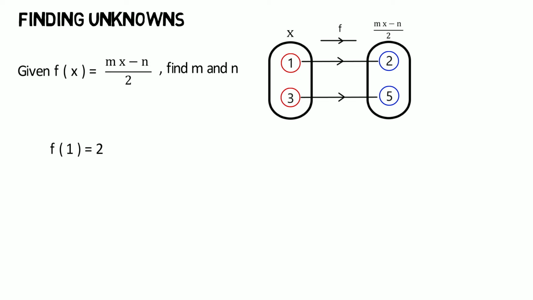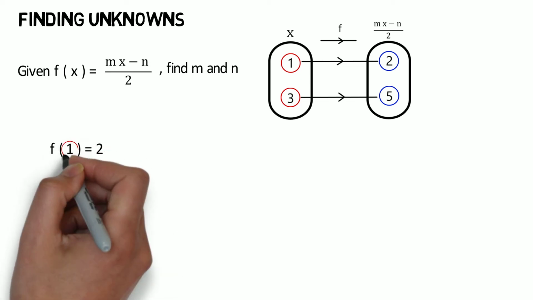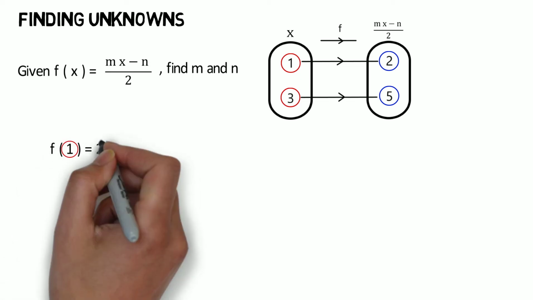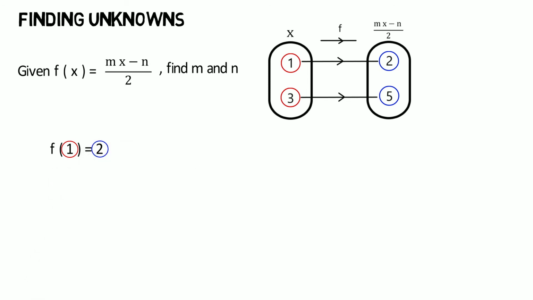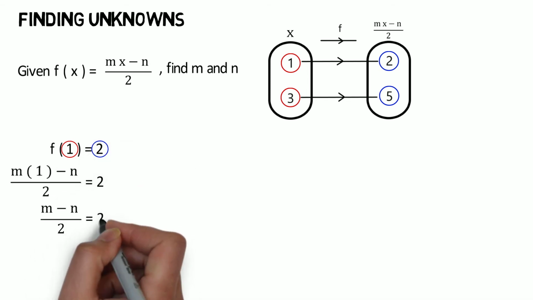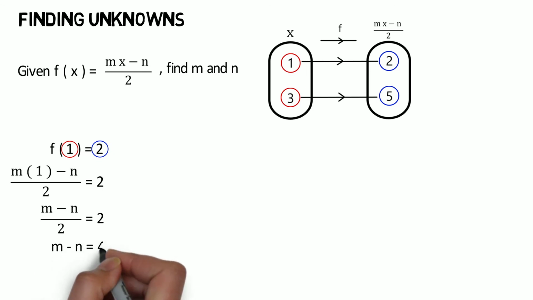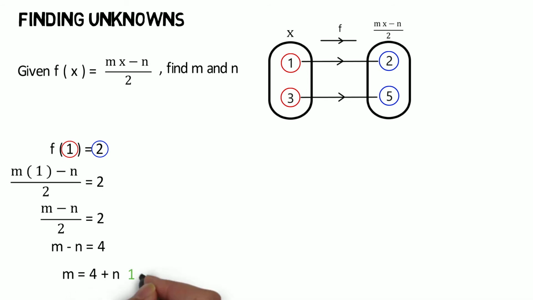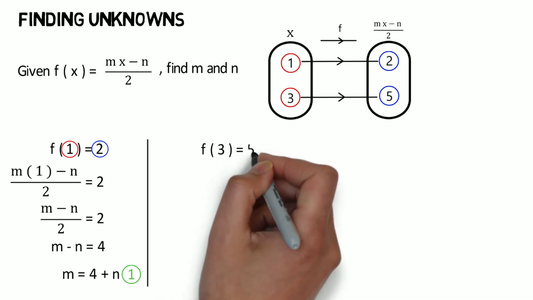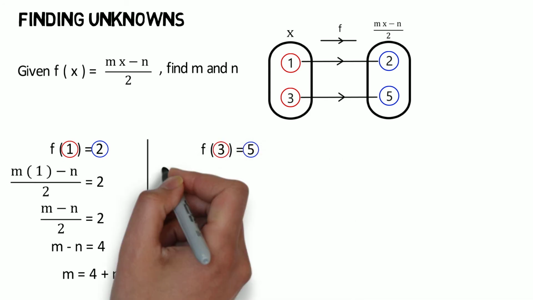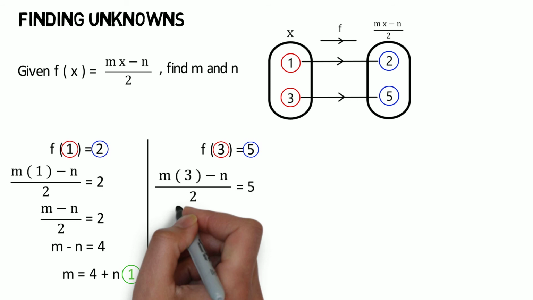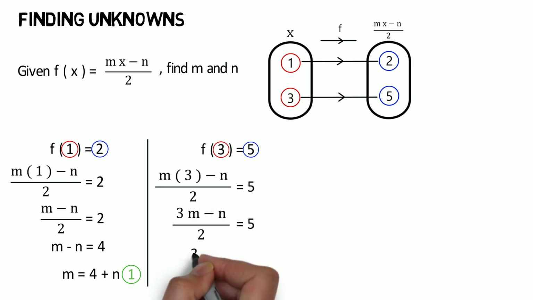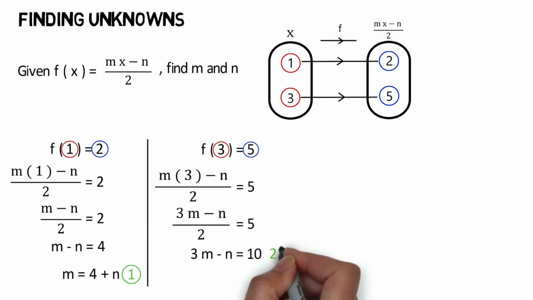Let's start by substituting object 1 and image 2 into the function. After simplifying, we obtain m minus n equals 4. Now let's rewrite the equation in terms of m. So that is our first equation. Now repeat the process with object 3 and image 5. After simplification, we obtain our second equation.